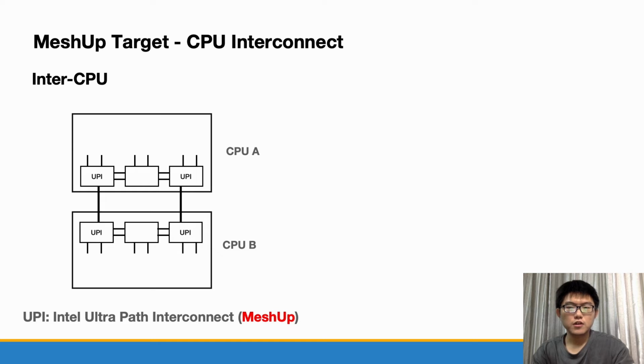As the picture shows, sometimes different CPU sockets need to work cooperatively. On Intel's platform, this interconnect is called UPI, Intel UltraPath Interconnect, which is also our target.